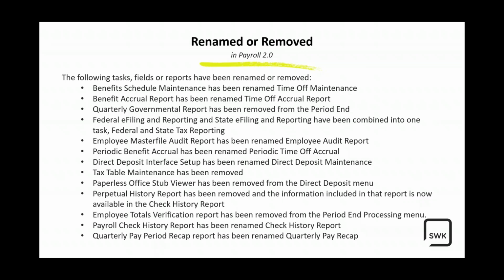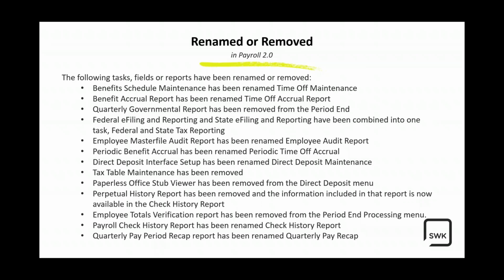So a lot of things have been renamed or removed. Here's a whole list of them. I will just pop out some of the big major ones. Tax table maintenance is gone. It's now called tax profile maintenance. Federal e-filing reporting and state e-filing reporting have been combined into one now called federal and state tax reporting. Benefit schedule maintenance is now called time off maintenance. And then all associated things that were labeled with benefits are now called time off, if you want to look at it from that standpoint in the system.